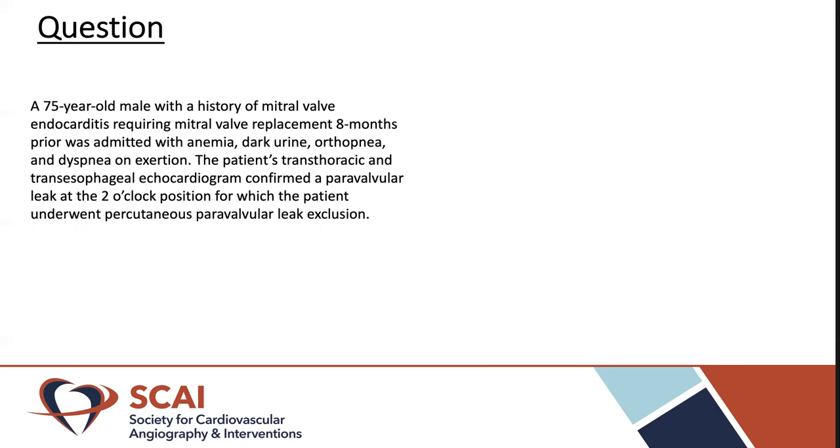So if we just start by looking at the stem first, this is a patient who's presenting with evidence of anemia, dark urine, likely hemolysis. They also have orthopnea and dyspnea on exertion, potentially related to the dehiscence and the regurgitation across the actual leak. The patient's leak was at the 2 o'clock position, and like I said, we're going to get to that in a minute because that's a key part to this question.